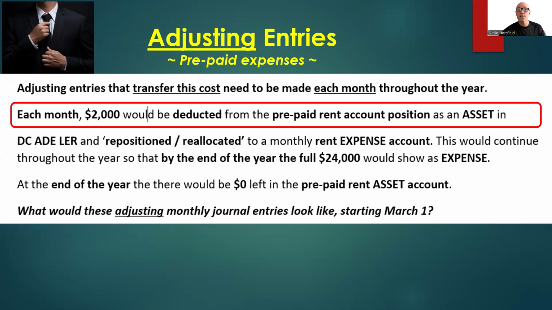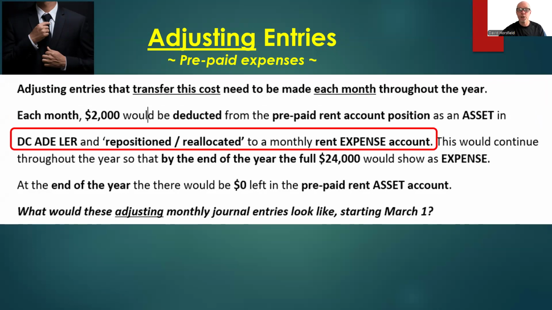So each month, $2,000 would be deducted from this prepaid rent account, which is an asset in the DC Adler grid, and we need to reposition or reallocate that money to a monthly expense account. So we're moving an asset to an expense. Both of these happen to live on the DC Adler debit side of the grid. But what we're moving is money from an asset of the prepaid rent into an expense. We're going to expense it on a monthly basis.